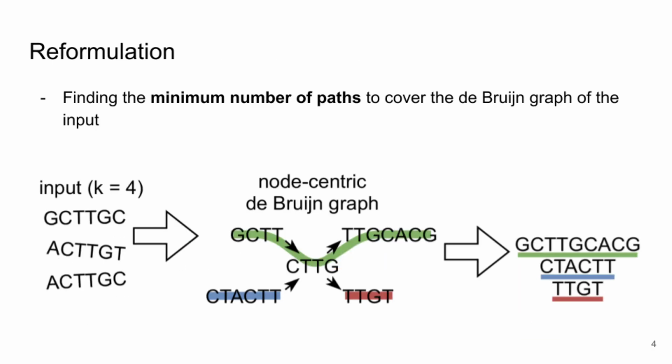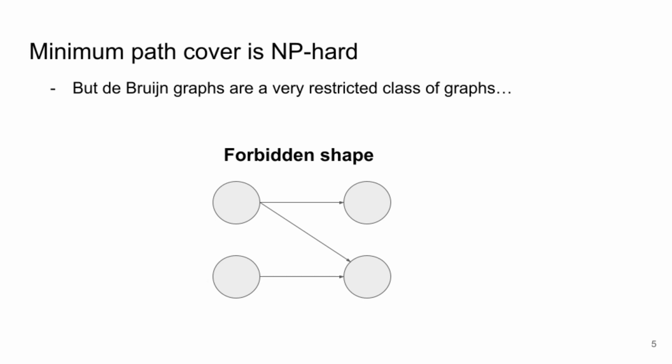So first, we reformulate the problem a bit. We show that the problem of finding the smallest possible spectrum preserving string set is equivalent to finding the minimum number of paths to cover the de Bruijn graph of the input. In this formulation, we are not allowed to repeat K-mers, so the SPSS must contain each K-mer exactly once. There's another variant of the problem where you can repeat K-mers, but let's focus on this variant first. Unfortunately, the minimum path cover problem is NP-hard on general graphs. So this reformulation didn't help us much yet.